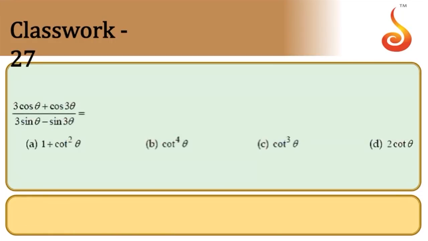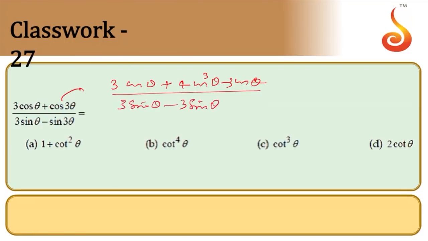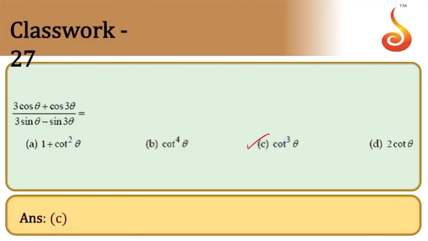So let me consider the 27th one. cos theta plus cos 3 theta. You know the cos 3 theta formula: 4 cos cube theta minus 3 cos theta, divided by sin theta and 3 sin theta minus 4 sin cube theta. So these two get cancelled and these two get cancelled. Cos by sin is cot, so cot cube theta will be the answer here. So the answer is cot cube theta.